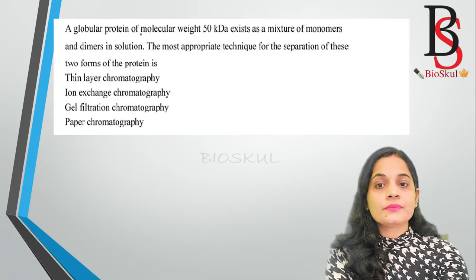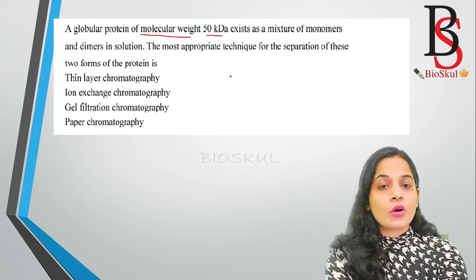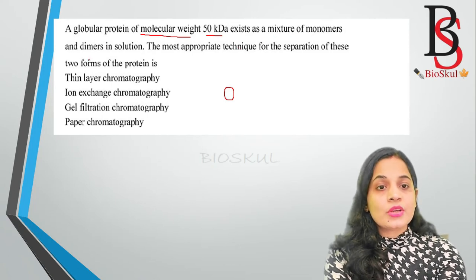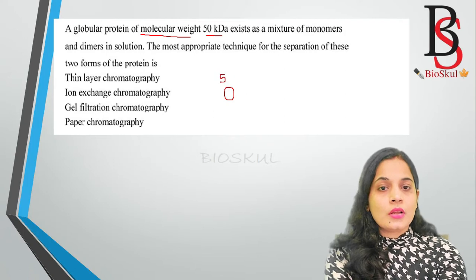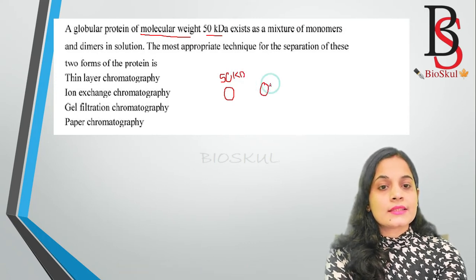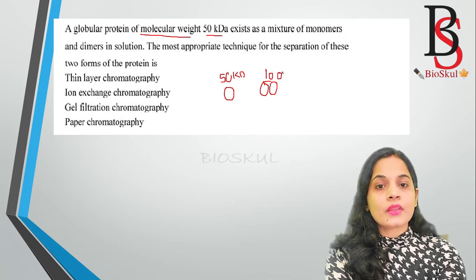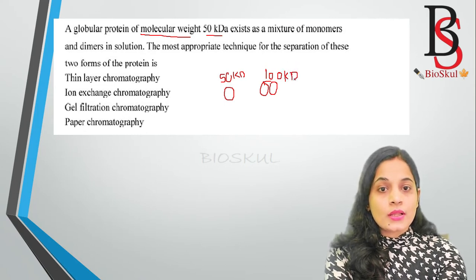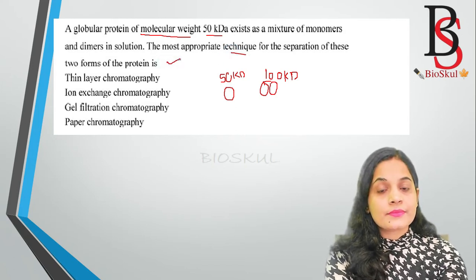Let's see the next question. A globular protein of molecular weight 50 kilodalton exists as a mixture of monomers and dimers in solution. So this globular protein has a molecular weight of 50 kilodalton and exists as a monomer or as a dimer. If it exists as a dimer, then what will be its molecular weight? Of course, it will be 100 kilodalton. The most appropriate technique for the separation of these two forms of protein is?